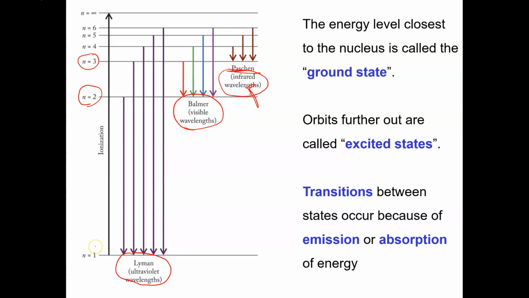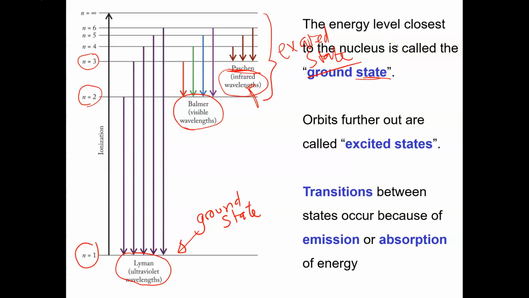Bohr introduced a naming protocol for these different levels. These are sometimes referred to as energy levels, so we'll talk about the n equals 1 energy level, the n equals 2 energy level, or the n equals 3 energy level. Sometimes we'll talk about them as being different states, because the language originally used was stationary states. The n equals 1 level, the lowest level, is referred to as the ground state because you can't fall any lower than the ground, and everything bigger than the ground state is referred to as an excited state.